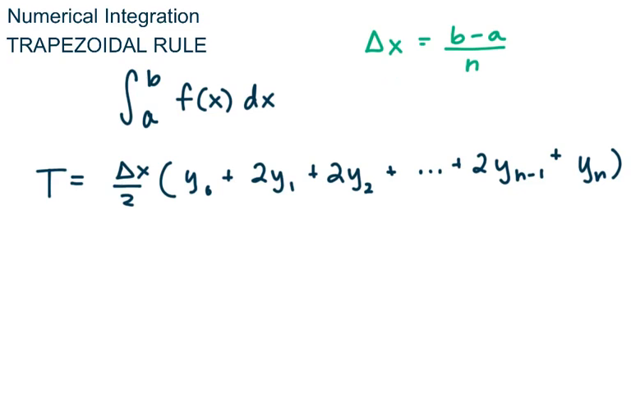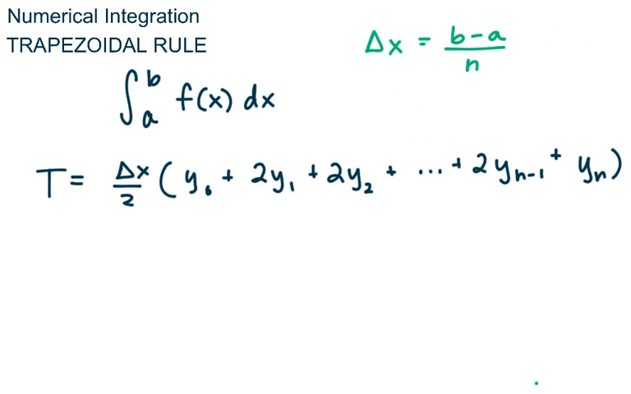So if we were looking at, say, 0 to 9, and we wanted to divide that into thirds, we would get 3, 6, 9. And that would be found as 9 minus 0 divided by 3 subintervals. That gives me that each of these spaces, delta x, would equal 3.